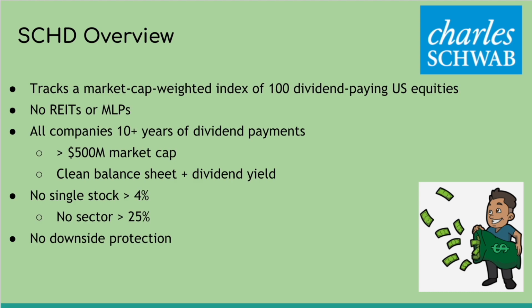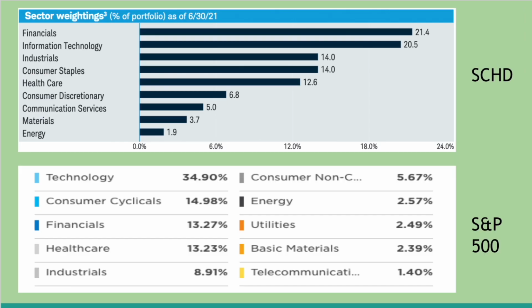Now, because the fund follows an index, you will get included with the highs, but you will also experience the market crashes as the fund does not take any precautions such as having downside protection like other covered call ETFs do. When we look at the sector breakdown here, we can see that the S&P 500 is actually nearly 1/3 technology, while tech is only 20% of the makeup of SCHD.